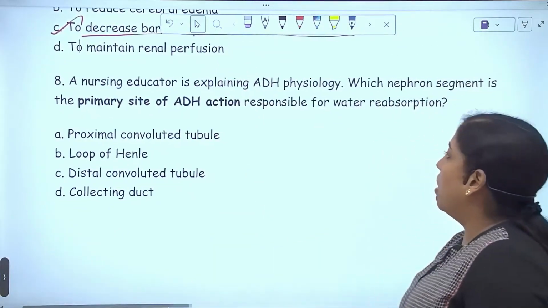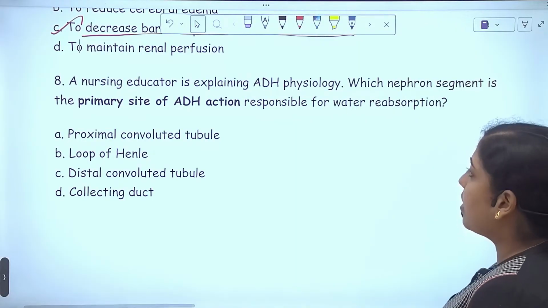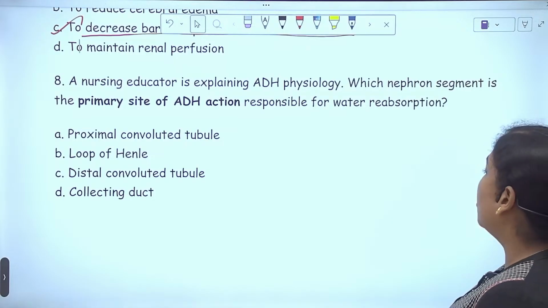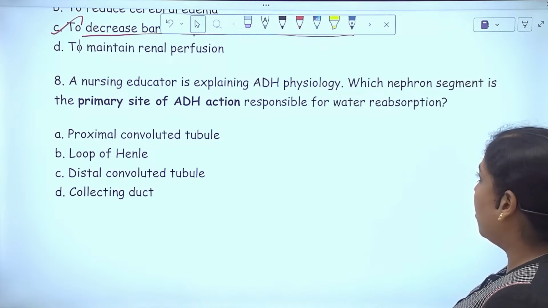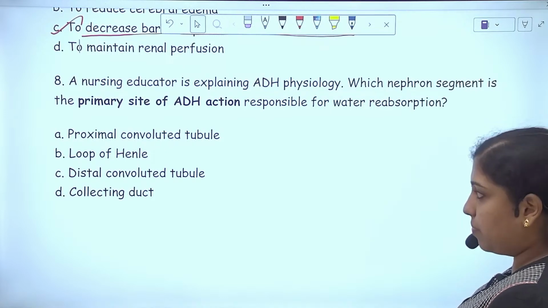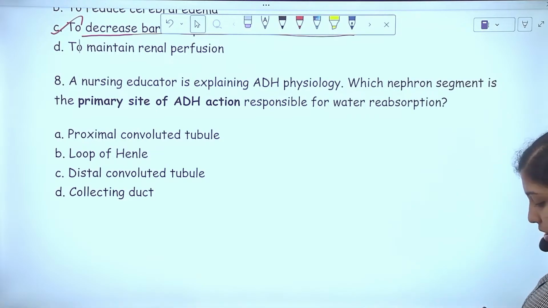Now, the next question. A nursing educator is explaining ADH physiology. Which nephron segment is the primary site of ADH action, responsible for water reabsorption? Yes, now tell me the answer. Very good on the previous answer, students, very, very good. Now answer this new question. A nurse educator is explaining ADH physiology. Which nephron segment is the primary site of ADH action?